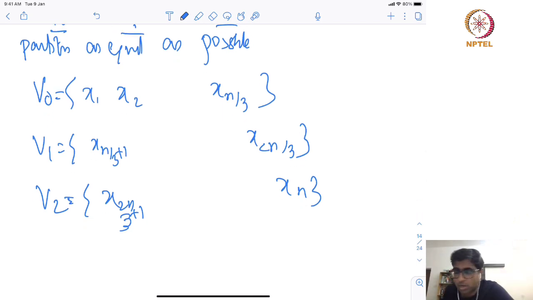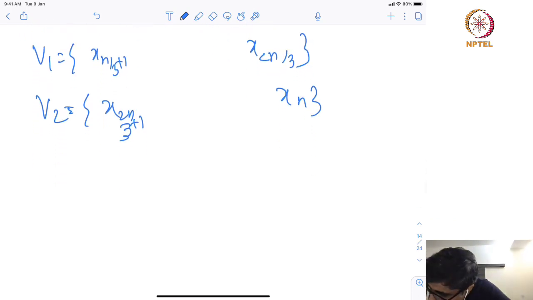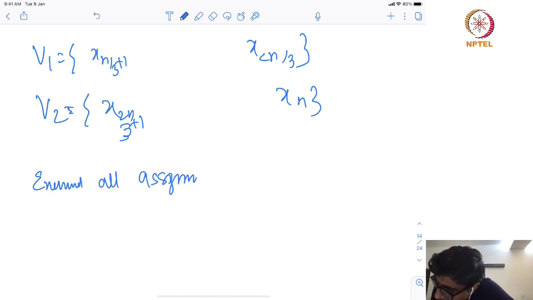x1 can take 0, 1, x2 could take 0, 1, xn by 3 could take 0, 1. Okay. So, enumerate all assignments of v0. How many of them will be there? 2 to the power n by 3.